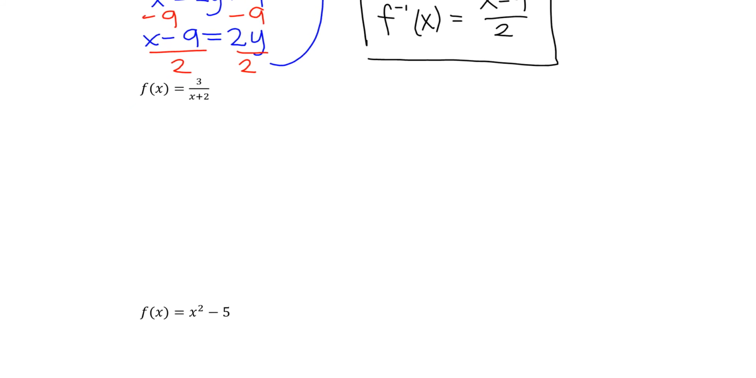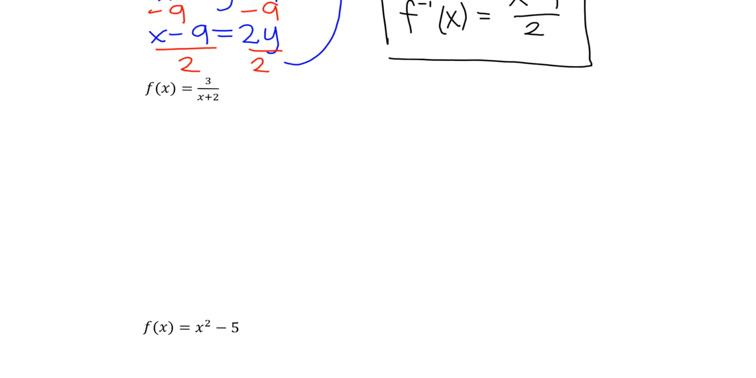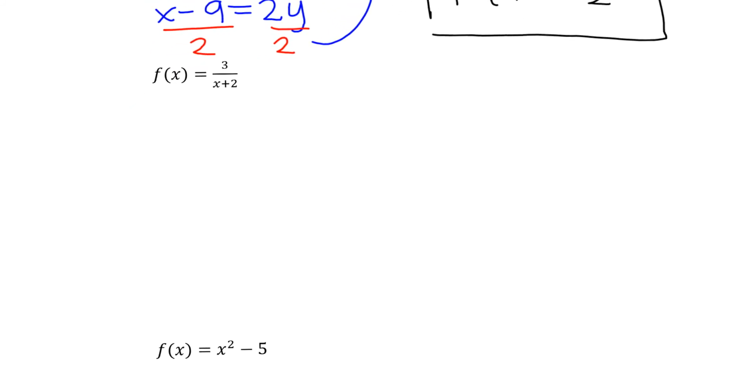Our second example is f of x equals 3 over (x plus 2). So step 1, set the equation equal to y. So y equals 3 over (x plus 2). Step 2 says to switch x and y. So we're going to get x equals 3 over (y plus 2).